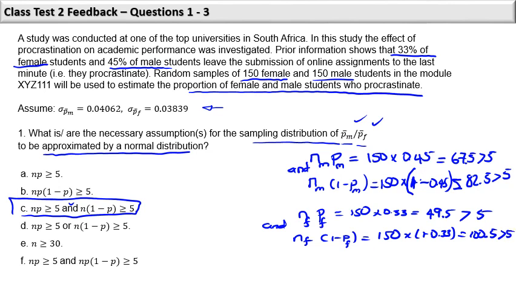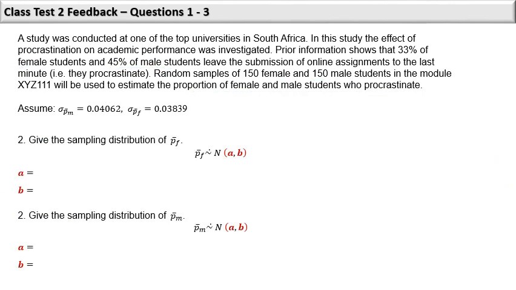So we will agree that since for both P bar M and P bar F the conditions hold, we can say they are approximately normally distributed, which brings us to question 2, which was asking us for the distribution thereof.